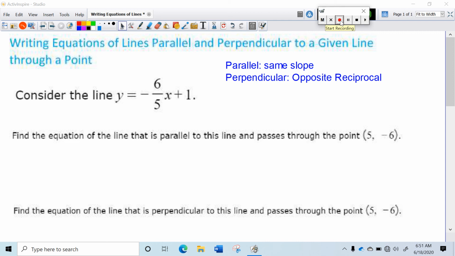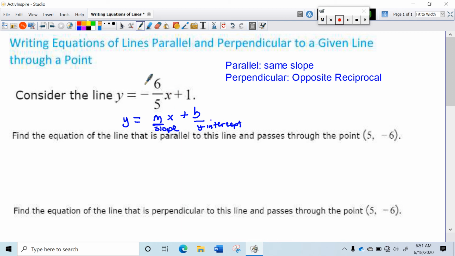Parallel lines have the same slope. Perpendicular lines have what we call opposite reciprocal, and I'll talk about that in a moment. This first line that they gave me, the first equation, y equals negative 6/5 x plus 1, is in slope-intercept form, y equals mx plus b. So this is the slope, and this is the y-intercept.